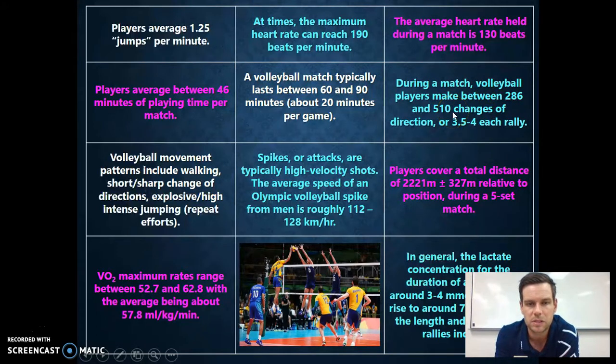Change in direction equals speed plus balance, and doing the change in direction as fast as possible. So anything fast, high intensity, we're talking about 3.5 to 4 each rally. You're looking at a combination of ATP-PC plus anaerobic glycolysis for the longer repeat effort rallies. So have a look at these. We've been through them in class. Have a look at them now in your own time. I want you to think about which energy system this is talking about, which fitness factor this is talking about, and then use the data to justify your answer.